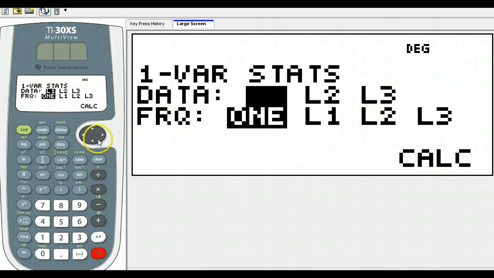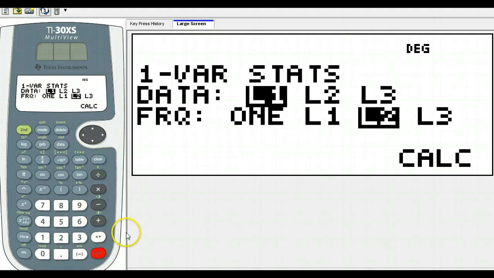So that's what FRQ stands for. So change this, instead of having it be 1, which is what we do when we don't have separate frequencies and we just list every single number separately, we will highlight L2 and hit enter. Alright, that lets your calculator know that all of your data isn't in L1. We need to use the frequencies recorded in L2.